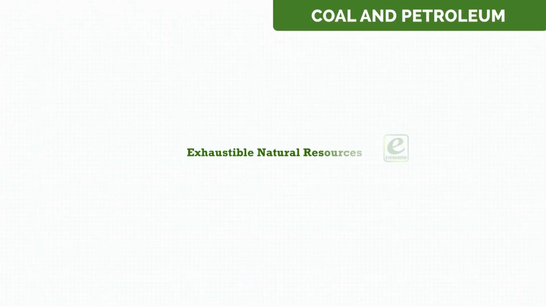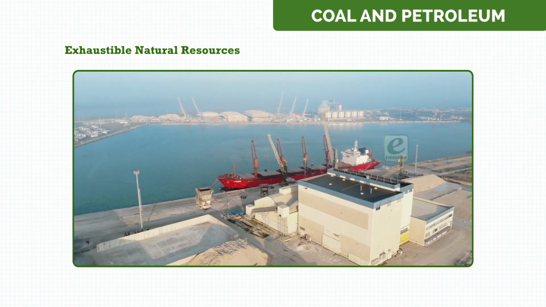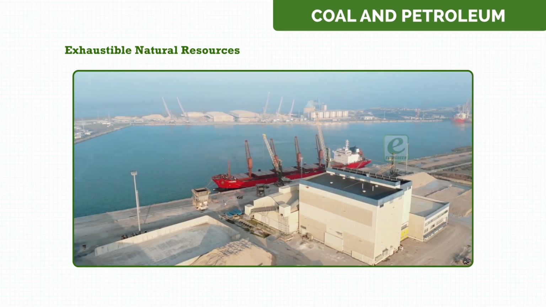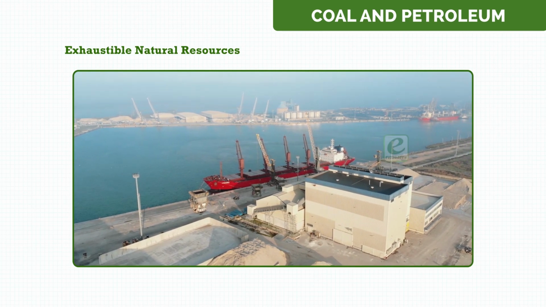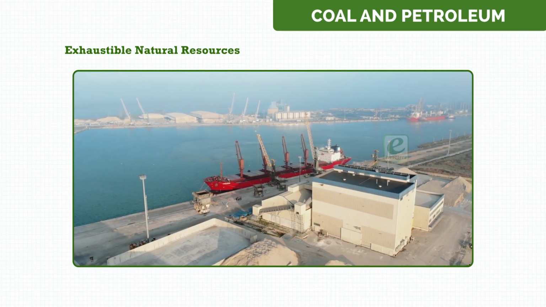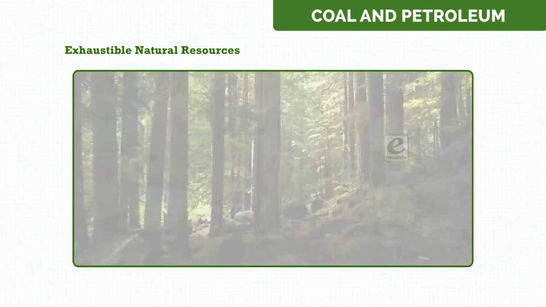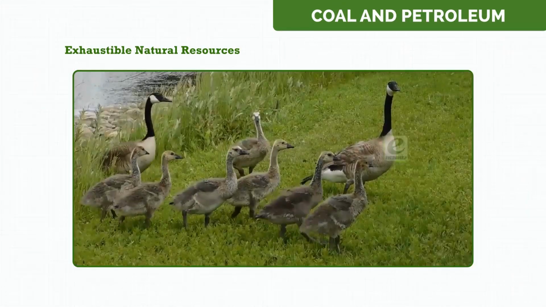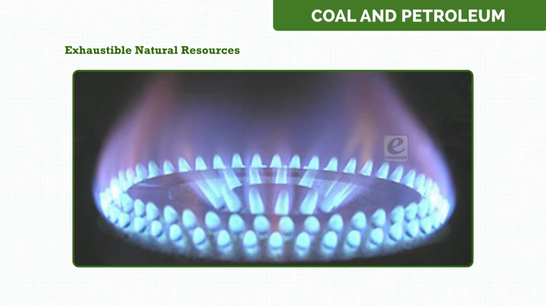Exhaustible natural resources. The resources which are present in limited quantity in our nature and are most likely to get exhausted in the near future by human activities are called exhaustible natural resources. Example: minerals, forests, wildlife, and fossil fuels: coal, natural gas, and petroleum.